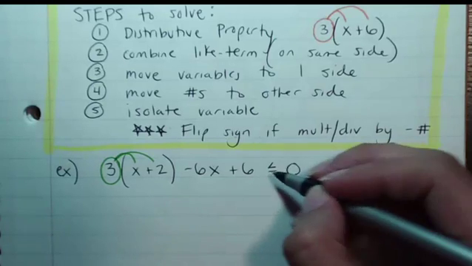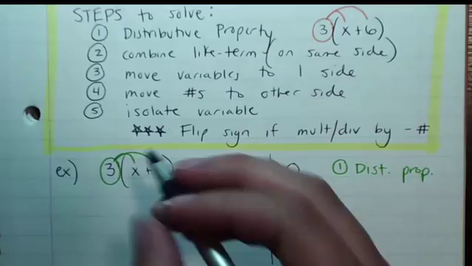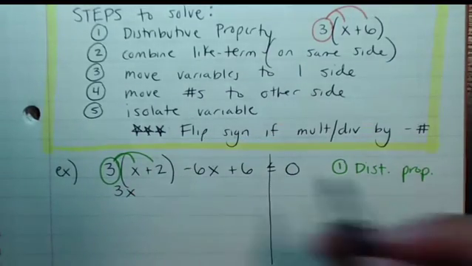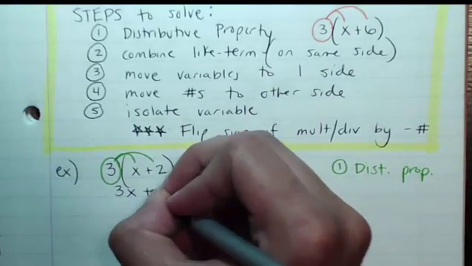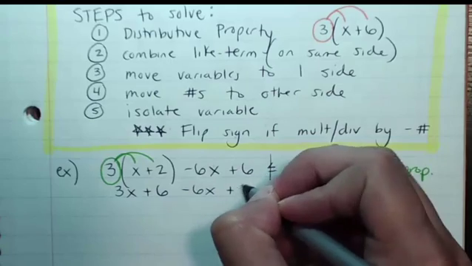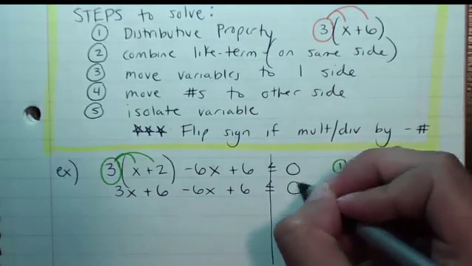So again, once I distribute that, I'm going to rewrite everything I have. So 3 times x is 3x. 3 times 2 is a positive 6, and then I'm just going to recopy this negative 6x and the positive 6. The less than or equal to sign stays the same, and it's equal to 0.